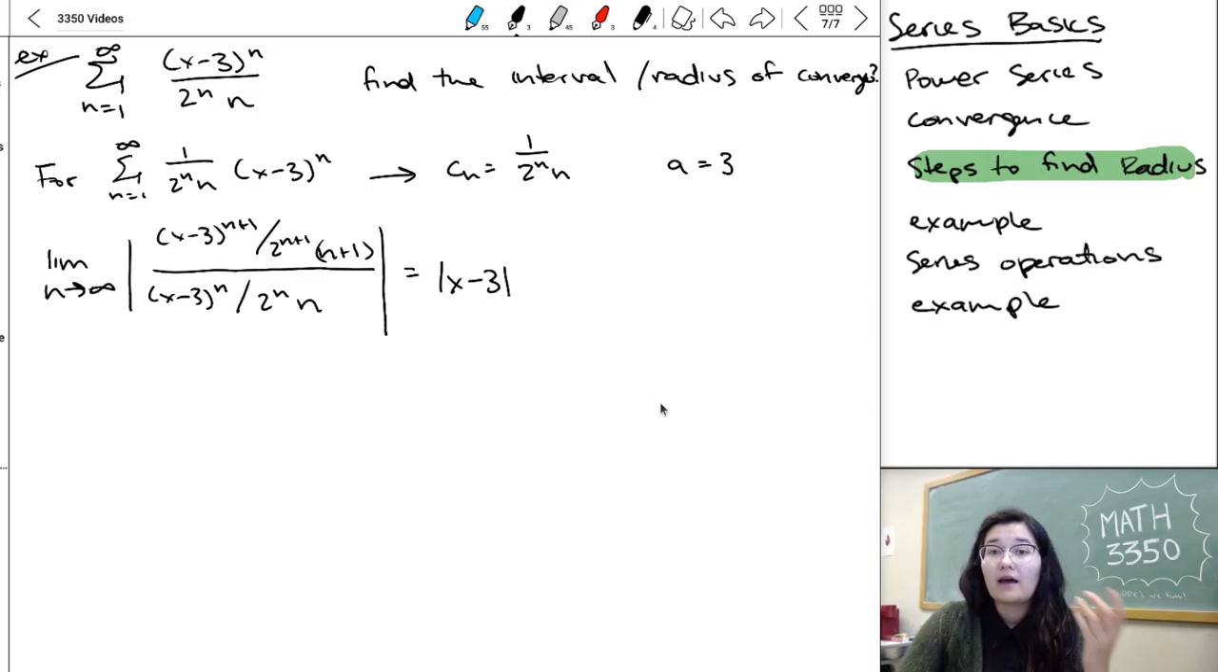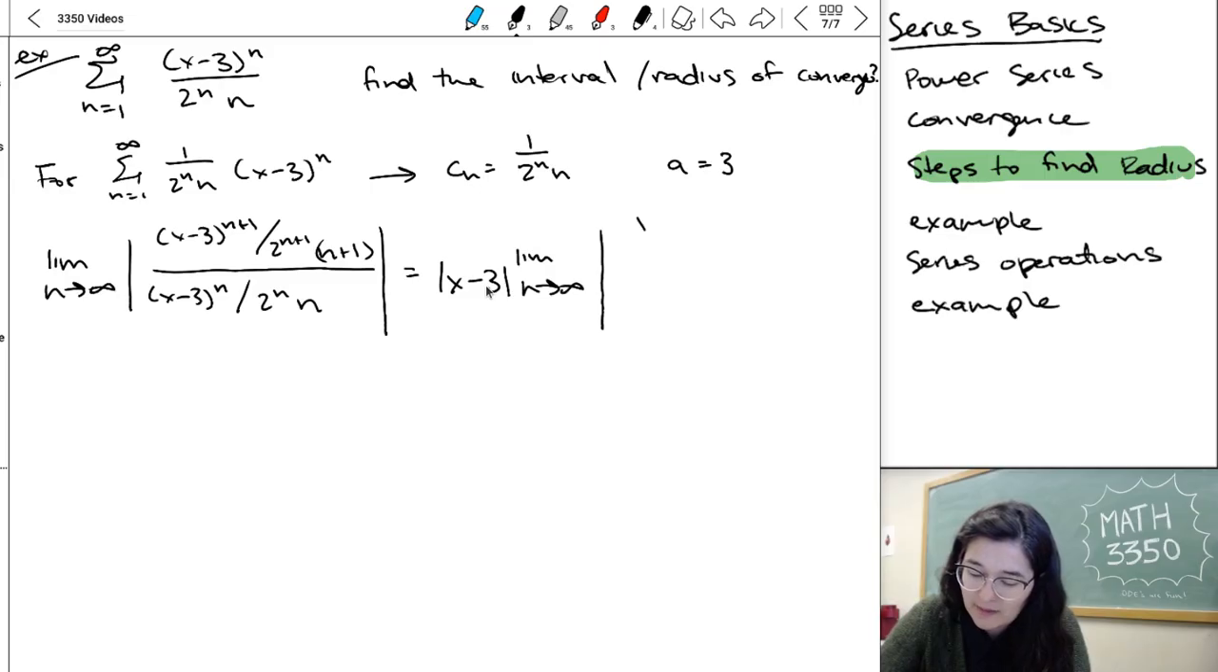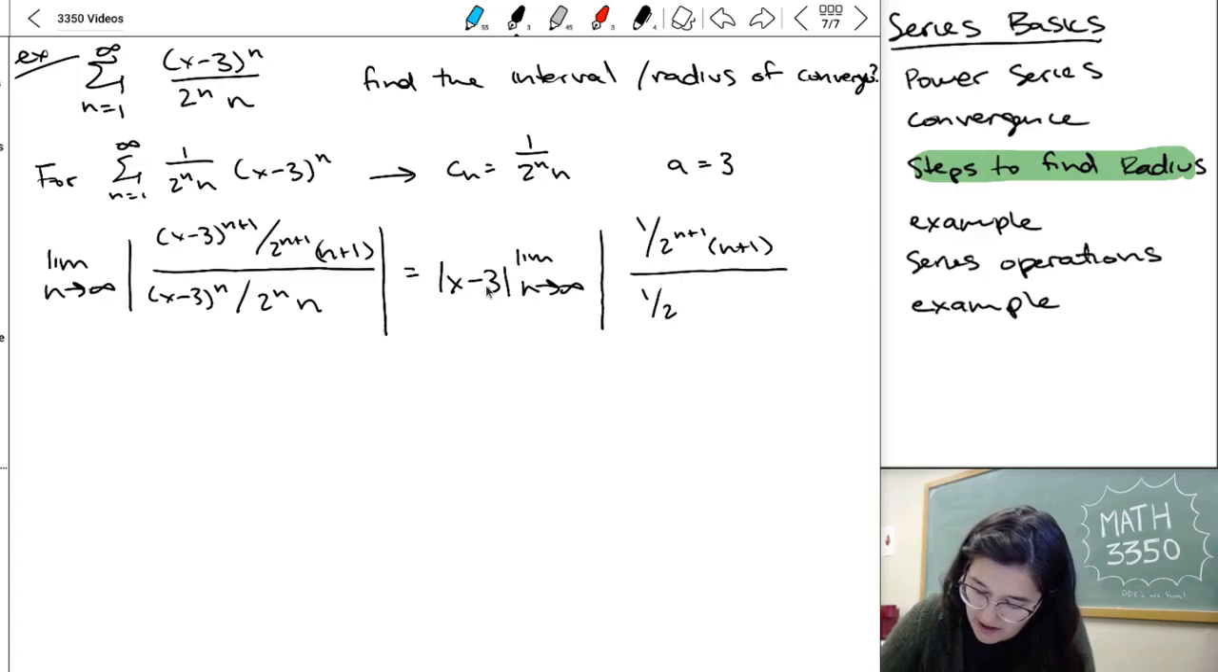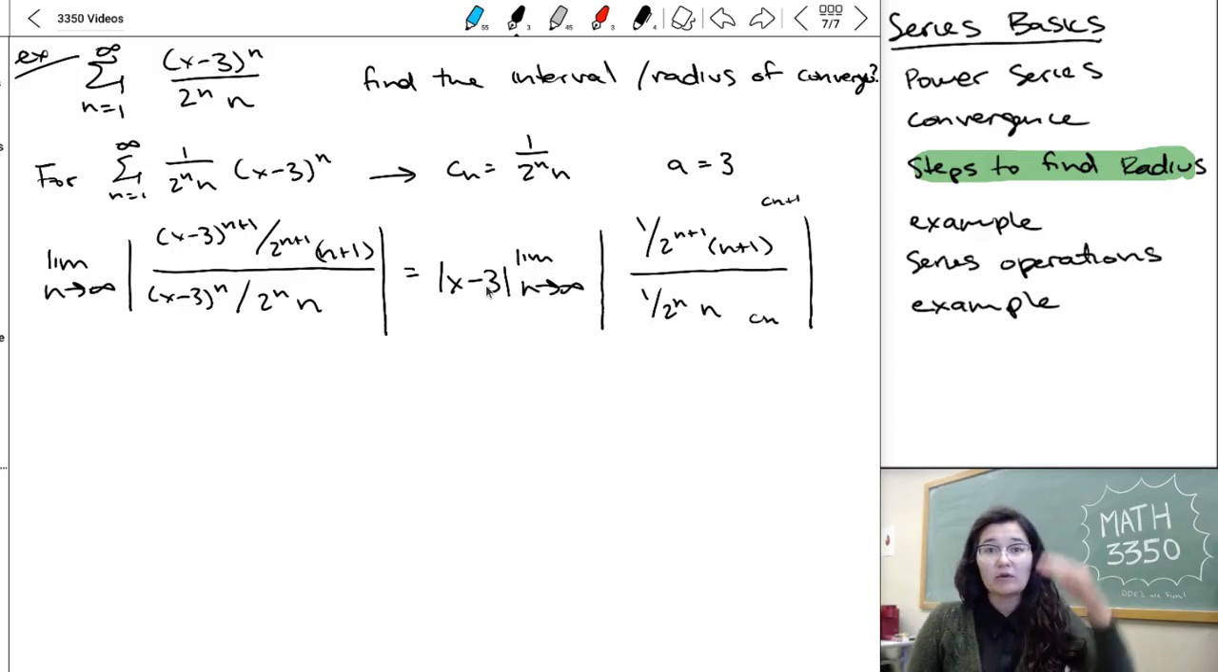So since x to power 1, just x, doesn't depend on n, I can go ahead and pull it out of my limit. There's no n in this, so it's safe to ignore when I'm thinking about limits. And that leaves behind everything else, which I just want to note, this is my Cn plus 1 and this is my Cn. So I'm looking at Cn plus 1 over Cn.